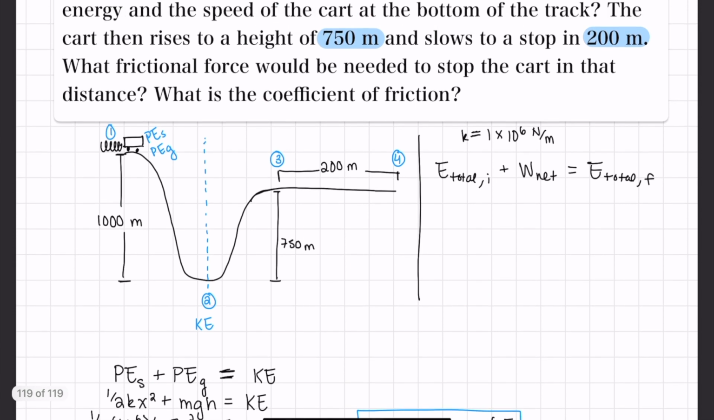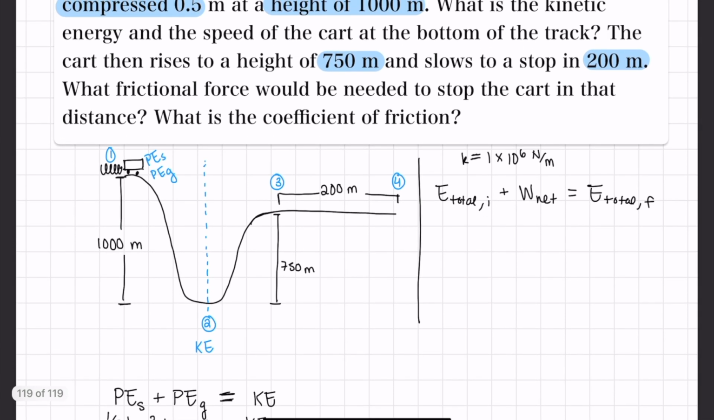Okay, so now let's look at the second part of this problem. So the cart has risen from the bottom another 750 meters and slows to a stop 200 meters after that. What is the frictional force and what is the coefficient of friction? So we're going to set up another conservation of energy equation. I'll box this off over here and set this up here.